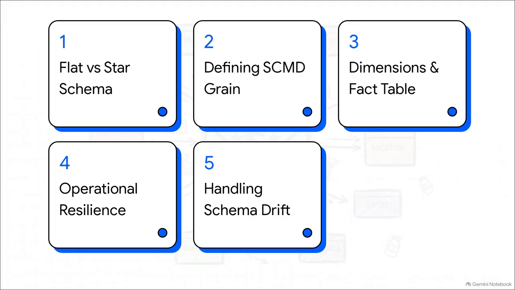So here's our architectural blueprint for today. We'll be looking at flat tables versus star schemas, defining the SCMD grain, building out our dimensions and the fact table, engineering for operational resilience, and finally, handling future schema drift.